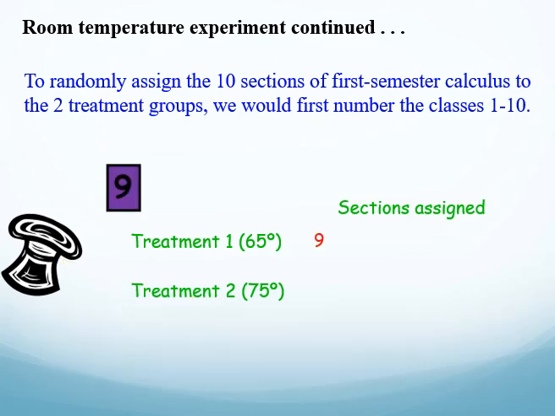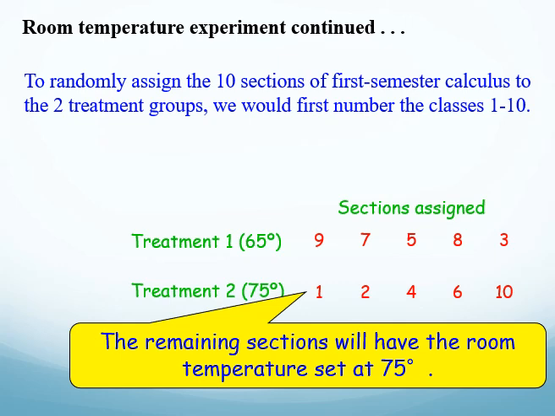And so, for example, the first number we pick is a 9. So section 9, class 9, will get 65 degrees in their room. And then the next one is 7. I'm just randomly picking cards out of the hat. The next one is 5. The next one is 8. And the next one is 3. So I just randomly picked 5. Now I don't need to pick the other 5. By default, the remaining 5 just get placed into the other room. So by randomly picking 5, I've also randomly picked the other 5 by default.